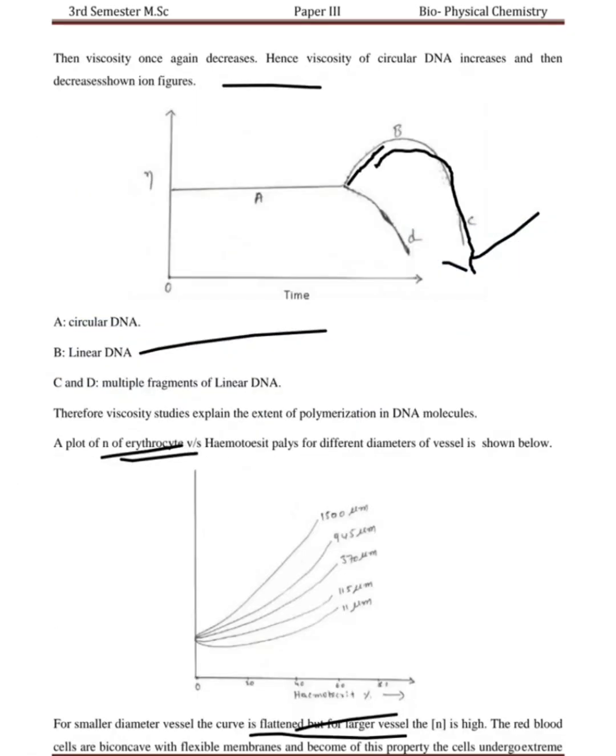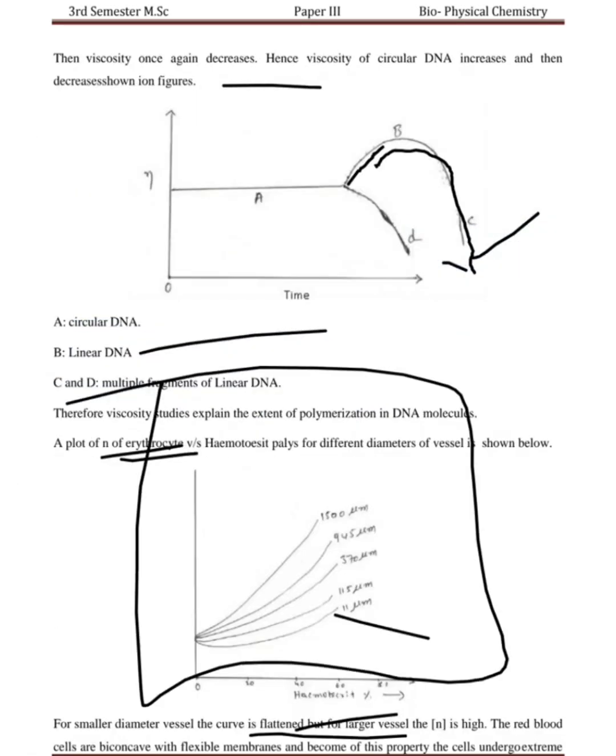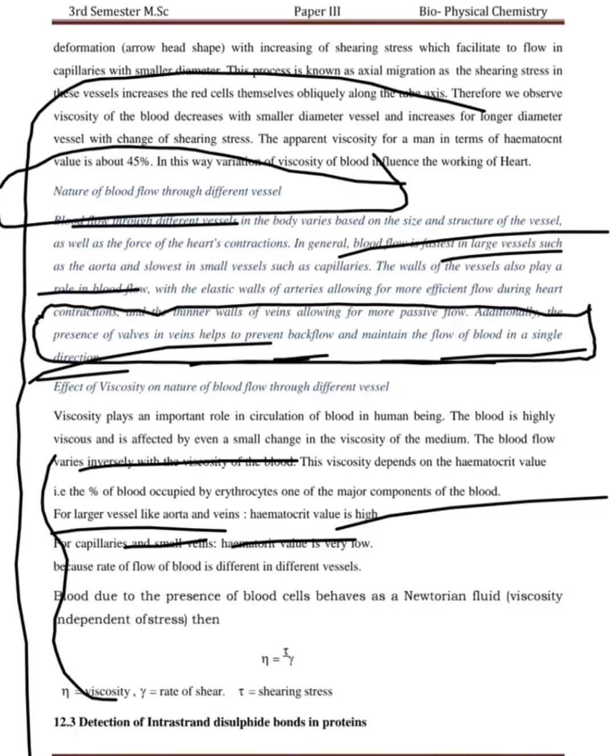So that is what they explained here. If the value is very low, the blood flow in the veins will be very low. If the value is high, the blood flow in the veins will be high. So the vessels can be identified depending on the flow of blood, whether they are larger vessels such as the aorta or veins, or smaller vessels such as capillaries. So this is with respect to the effect of viscosity on the nature of blood flow through different vessels.